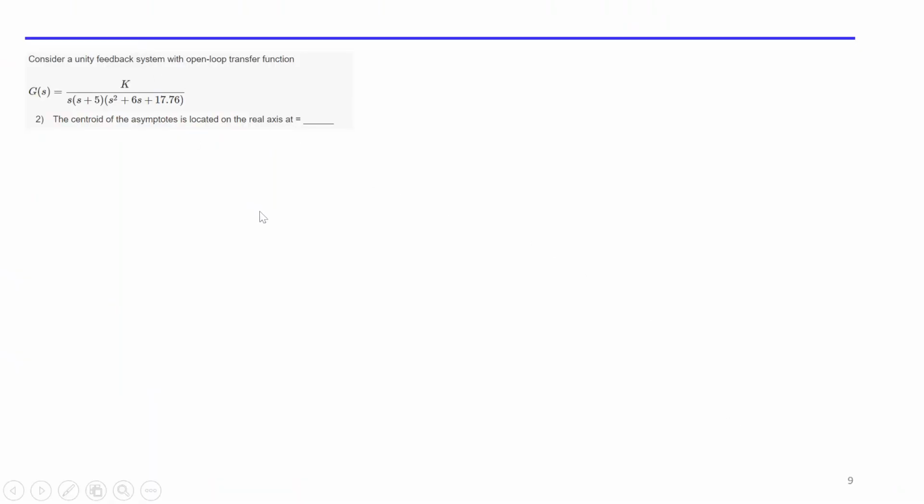So what is the centroid of this one? This is question number 2. First of all, you should understand why the centroid is required and when it is not required. When do you require the centroid? When the poles are more than zero, sir, then only.